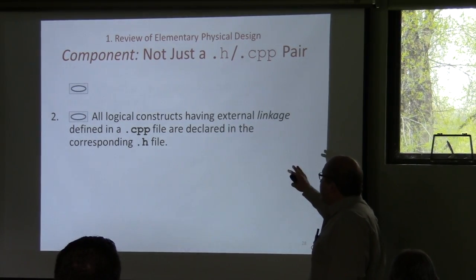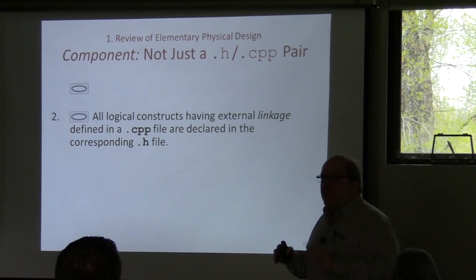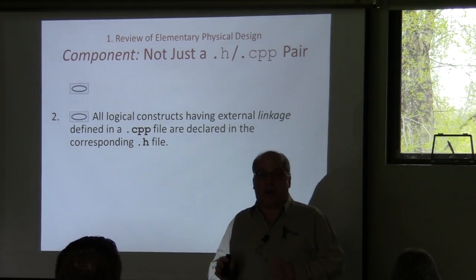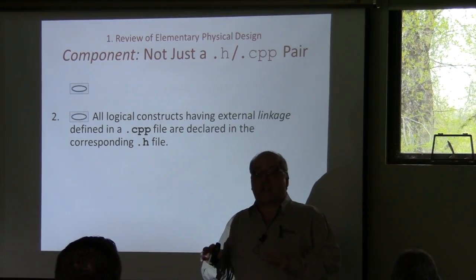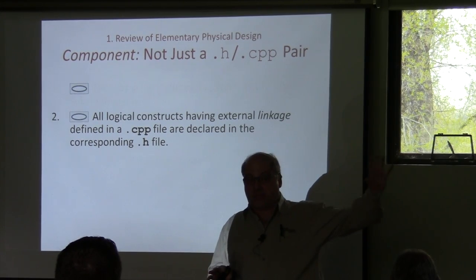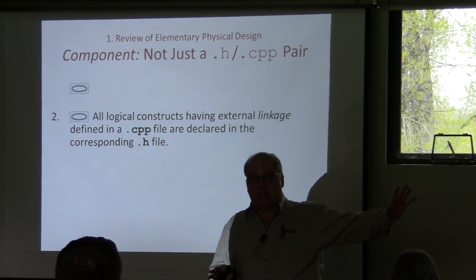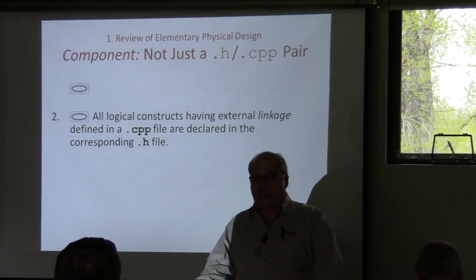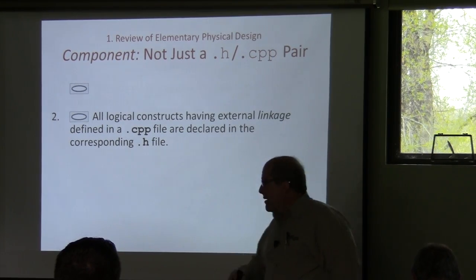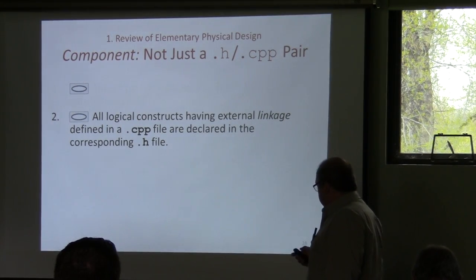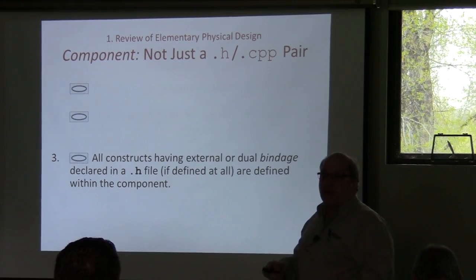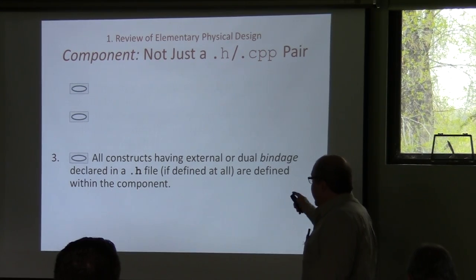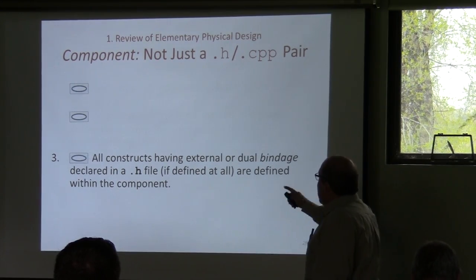And the purpose of this rule is to say, if you've got something in the CPP file that can logically mean something outside of the component, then you need to declare it in the header file. So at the source level, people can see it and it's not slipping out at the ABI level. So the next one, and I'm going over this rather quickly because it is a long presentation.